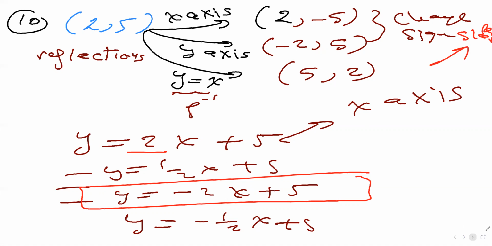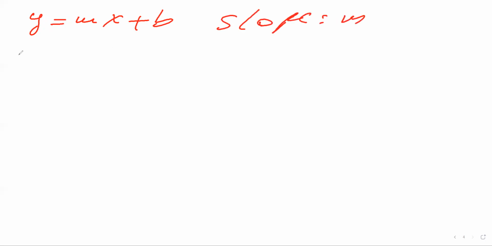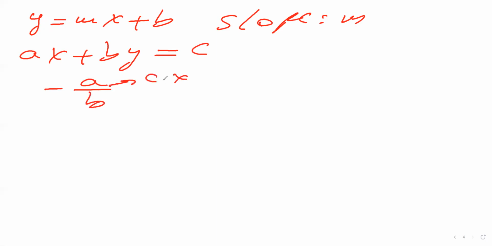When we say y equals mx plus b, what is the slope? As we agreed, it is m. But when we have ax plus by equals c, what is the slope? When we have a standard form, the slope is minus a over b: the coefficient of x over the coefficient of y, with a negative sign. This is the slope. Is that clear for all? Yes. Very good.